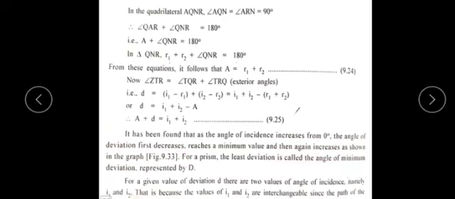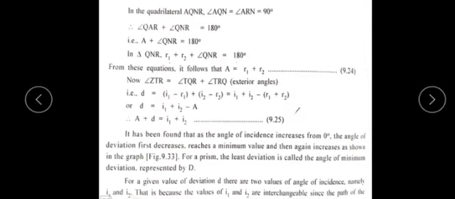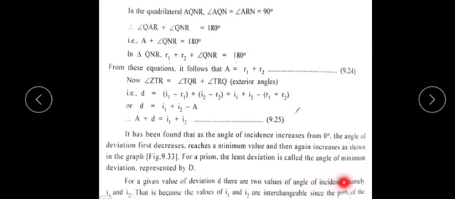Then again it increases as shown in the figure. For a prism, the least deviation is called the angle of minimum deviation, which is represented by capital D. So here, this is the angle of minimum deviation. For a given value of deviation D, there are two values of angle of incidence, namely I1 and I2.